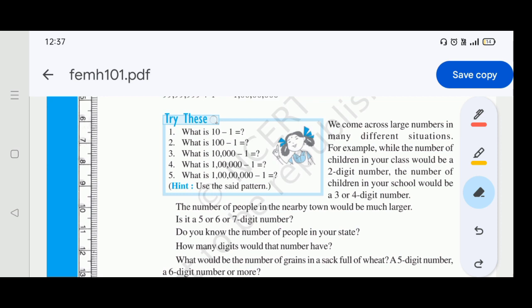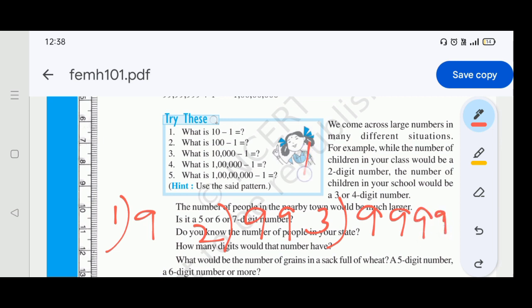Next, they have given another try these problem questions to be done. So first question is, what is 10 minus 1? We know that 10 minus 1 is 9, so the answer is 9. Second question is, what is 100 minus 1? We know it is 99. Next they have asked, what is 10,000 minus 1? It is 9,999.